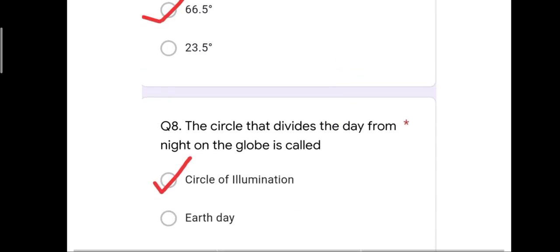Now question number 8. The circle that divides the day from the night on the globe is called, two options were circle of illumination and Earth day. So here the correct answer is circle of illumination, and it is a circle that separates day and night, whereas Earth day is the period of rotation of Earth. So the period of rotation of Earth is known as Earth day, while the circle that divides day from night is known as circle of illumination. So that is the correct answer.